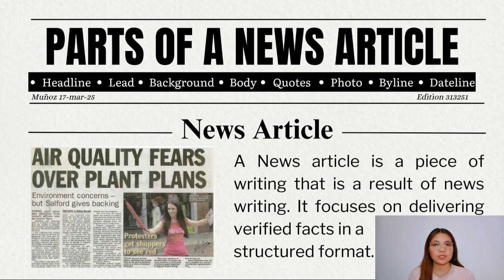So, before we proceed to identifying the parts of a news article, let us first identify what a news article is. A news article is a piece of writing that is a result of news writing. It focuses on delivering verified facts or news that is already researched and proven, and it follows a structured format. So basically, a news article is a result of writing and it's verified.